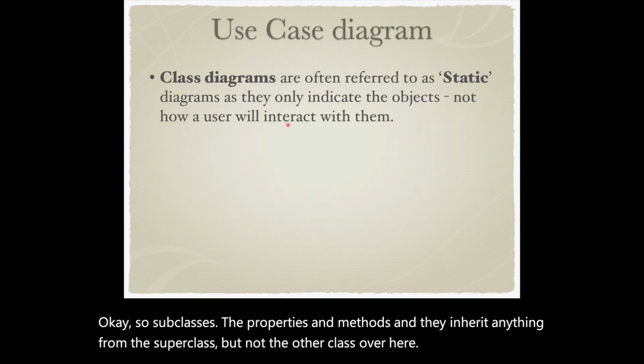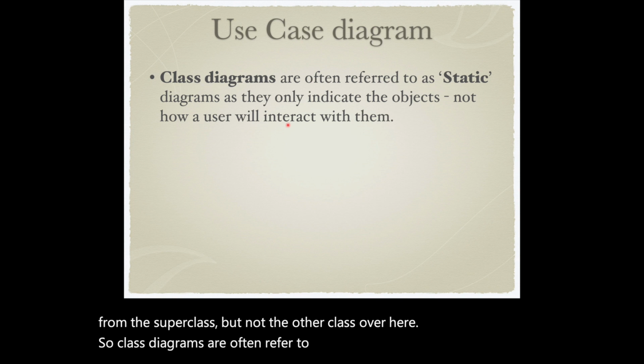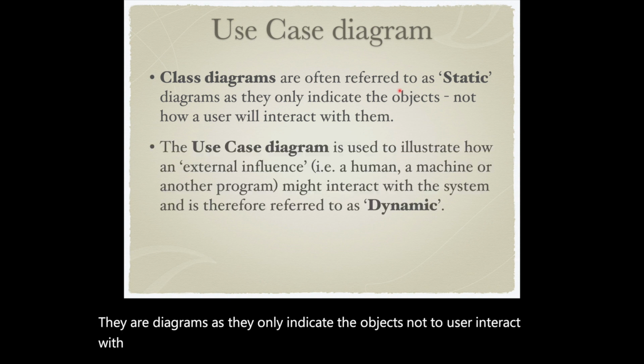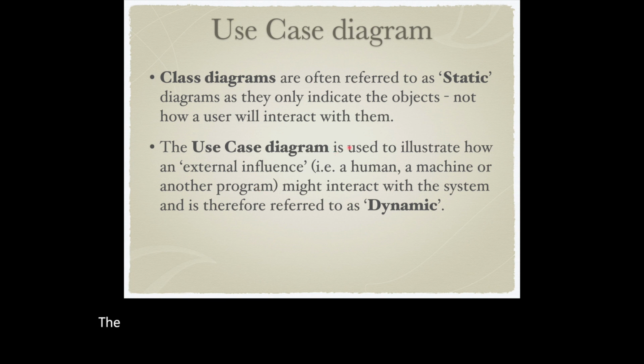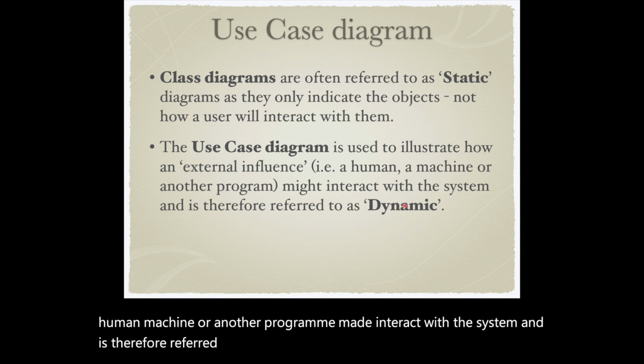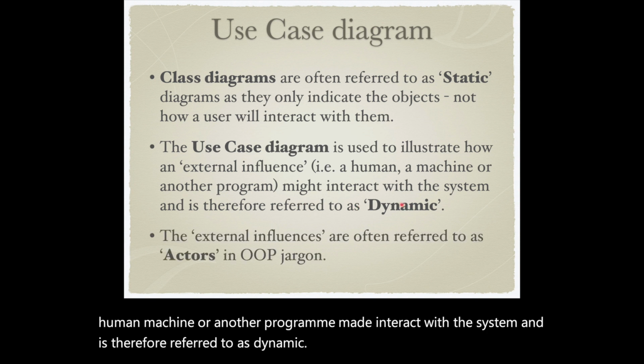Class diagrams are often referred to as static diagrams as they only indicate the objects, not how a user will interact with them. The use case diagram is used to illustrate how an external influence, i.e. a human, a machine, or another program, might interact with the system, and is therefore referred to as dynamic. Let's have a look at that now.